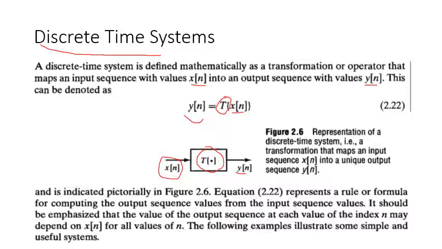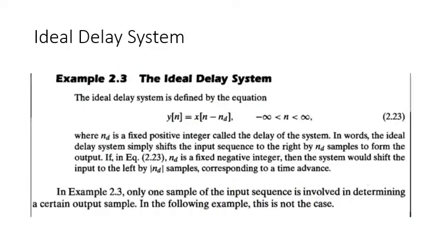So this is the representation of a discrete time system, a transformation that maps input sequence to output sequence y of n. In this slide we are provided with the ideal delay system. In the ideal delay system we have y of n equals x of n minus nd, where n can have values from minus infinity to infinity, and nd is a fixed positive integer called the delay of the system.